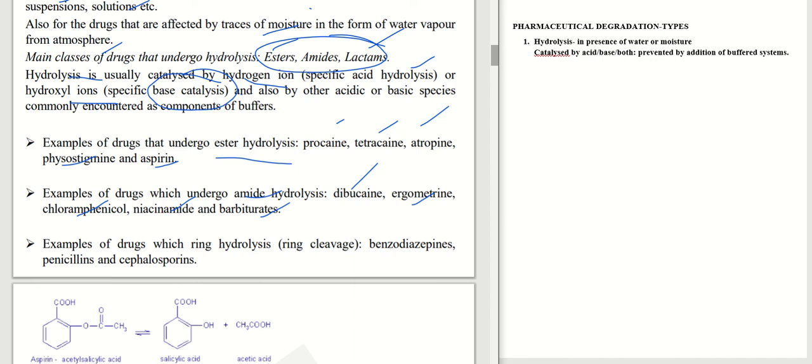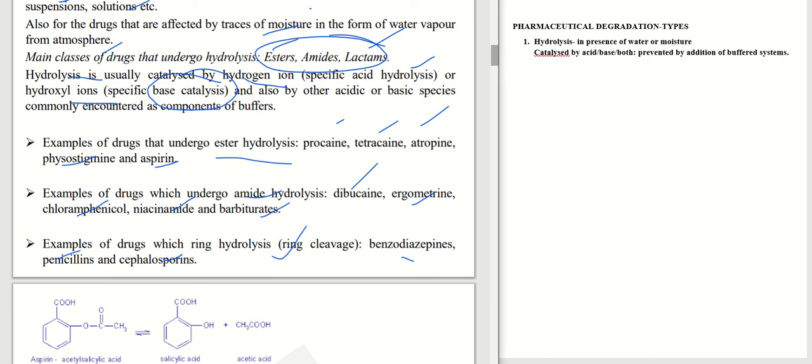Now let's see the drugs that undergo ring hydrolysis. The name itself indicates that the chemical structures which have a ring in their structure undergo ring cleavage, breakdown of the ring. Examples: benzodiazepines, penicillins, cephalosporins. So these are the different drugs that undergo hydrolytic degradation.